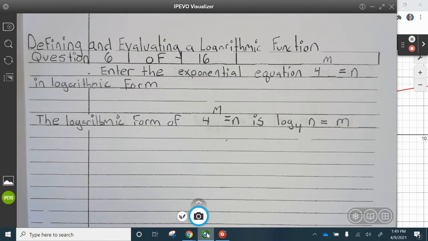All right, question 6 of 16. Enter the exponential equation 4 to the m equals n in logarithmic form. The logarithmic form of 4 to the m equals n is log base 4 of n equals m.